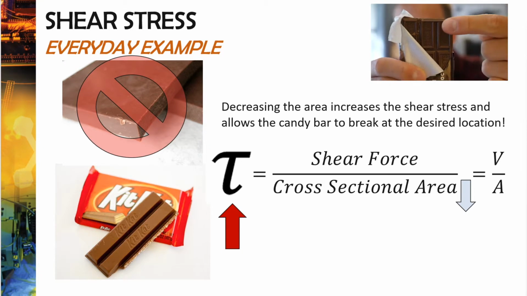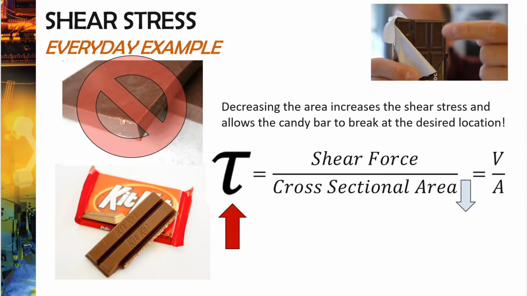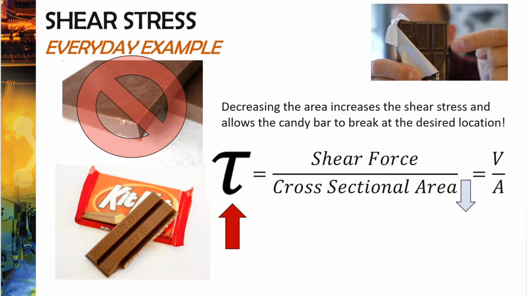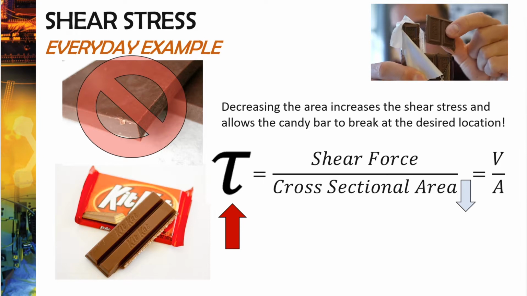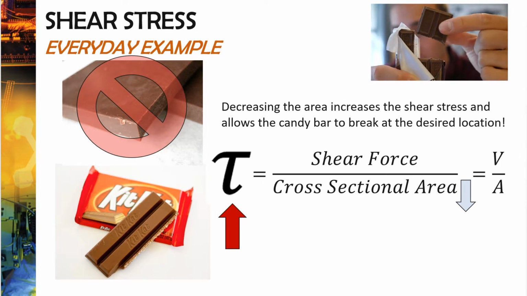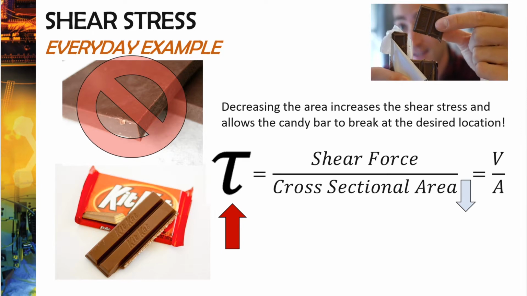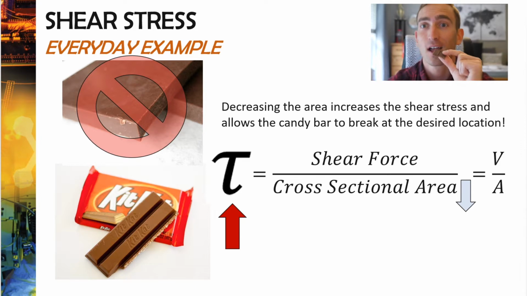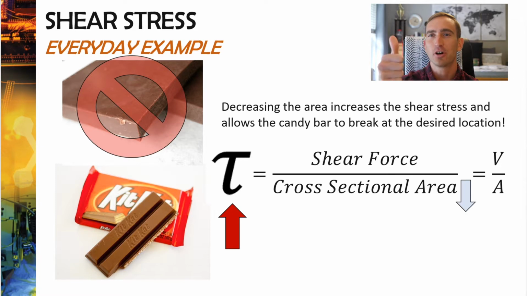So on our Hershey bar, where the area is smaller, when we apply a force here, we're going to concentrate the stress along these particular points. And what should happen is that the Hershey bar should snap right exactly in the area where we have less chocolate. And that is a delicious and real-world example of shear stress. Hershey's chocolate. That's what it's all about.